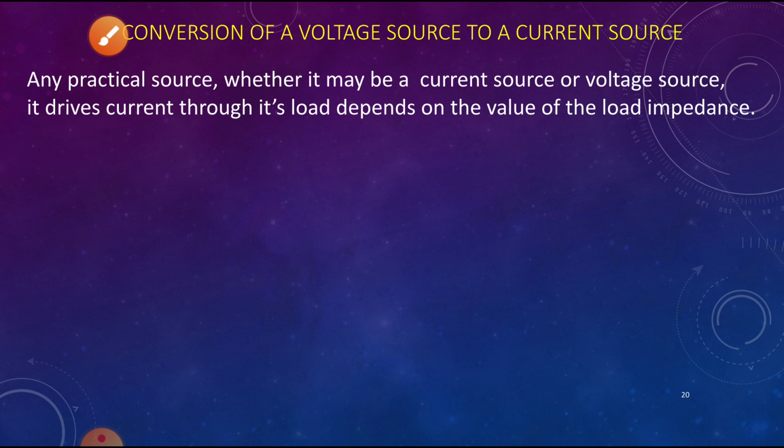Now we have seen the ideal voltage source and the ideal current source. What is the ideal current source? An ideal current source is a two-terminal element in which the current is completely independent of the voltage across its terminals. Whereas an ideal voltage source is a two-terminal element in which the voltage is constant and independent of the current flowing through its terminals to the load, that we have seen.